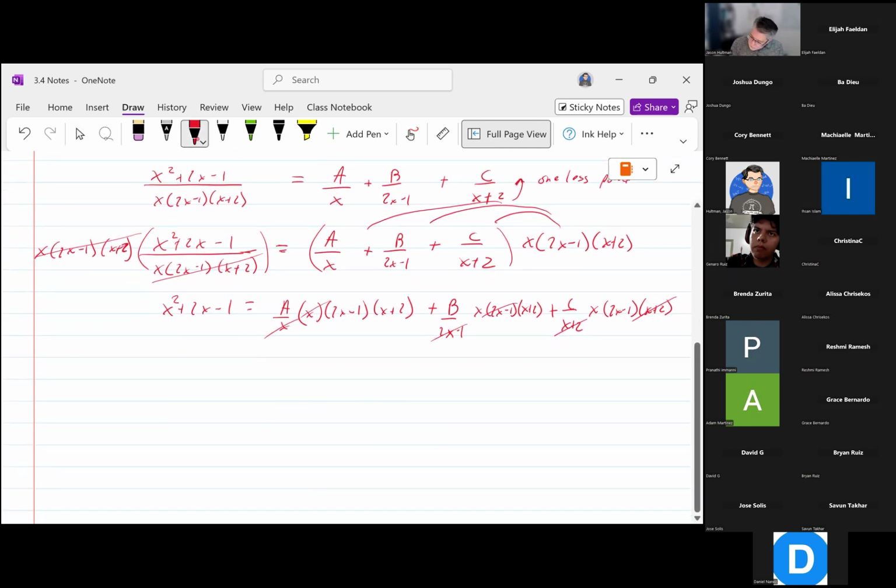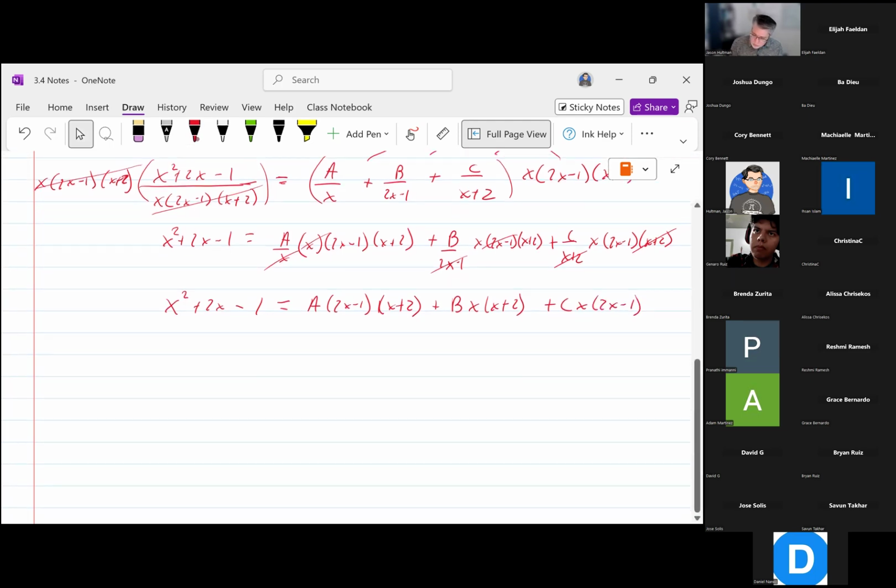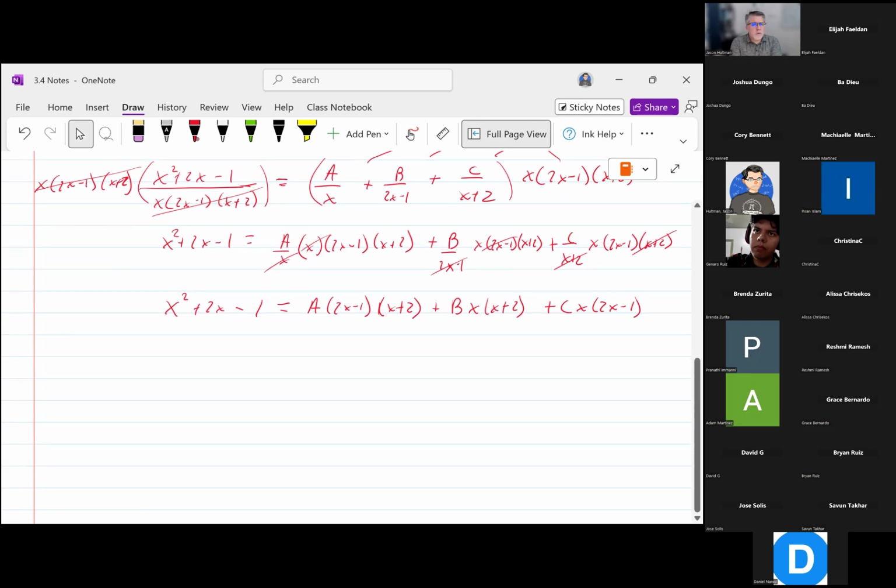Again, I keep forgetting the squared. Okay, so we have x squared plus 2x minus 1 is equal to a times 2x minus 1 times x plus 2 plus b times x plus 2 plus c times x times 2x minus 1. Okay, any questions on what we've done so far? Pretty straightforward. I just clear the fractions.